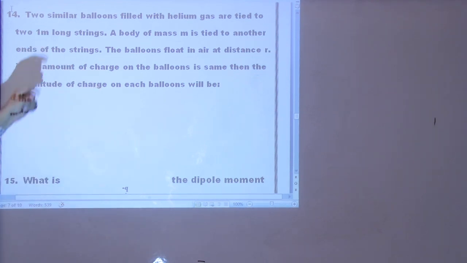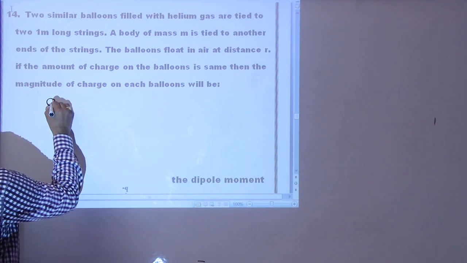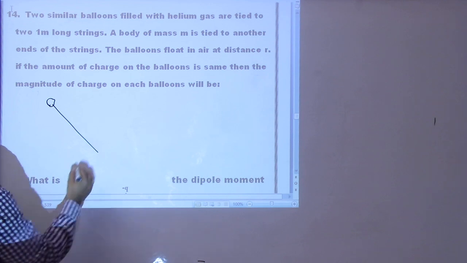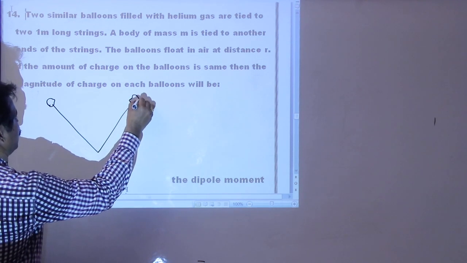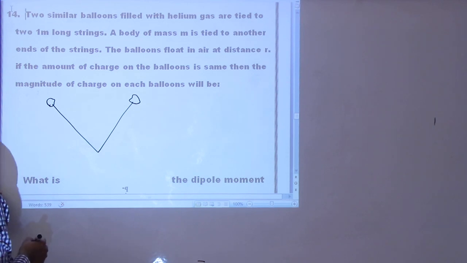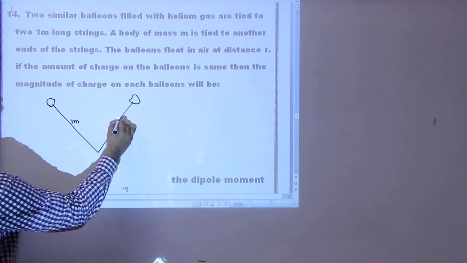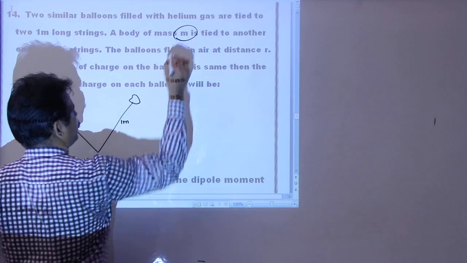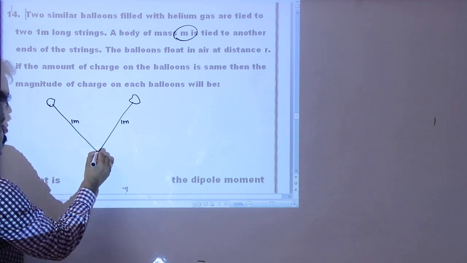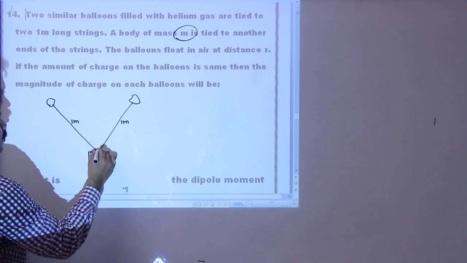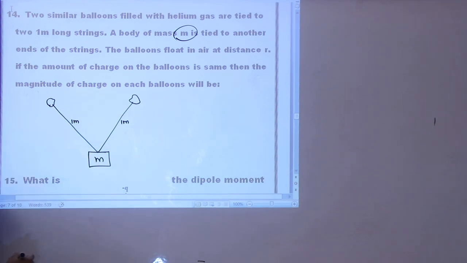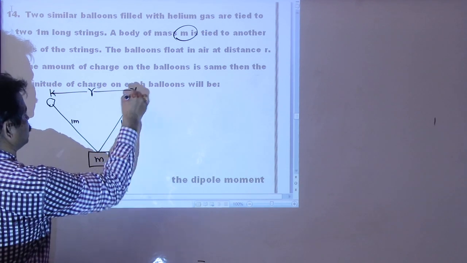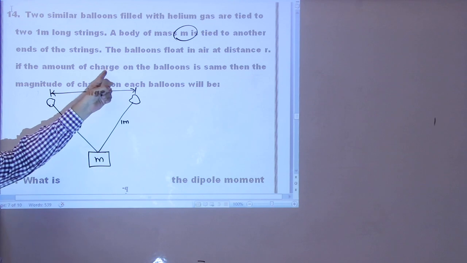So this is the 14th one. Two similar balloons filled with helium gas are tied to 1 meter long strings. So this is a balloon tied with a 1 meter long string, and one more balloon is also tied like this. These are the two helium gas balloons, and they are connected to 1 meter strings. A body of mass m is tied to the other end of the string. These are the other ends of the string, and a body of mass m is tied here. The balloons float in air at a distance r. The distance of separation between the two balloons is r.